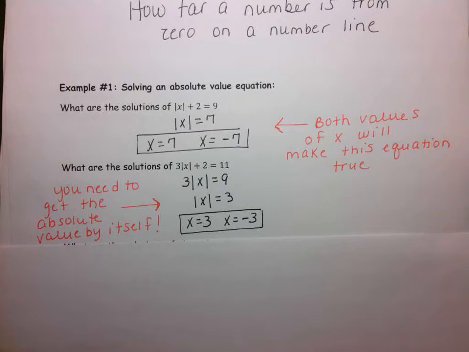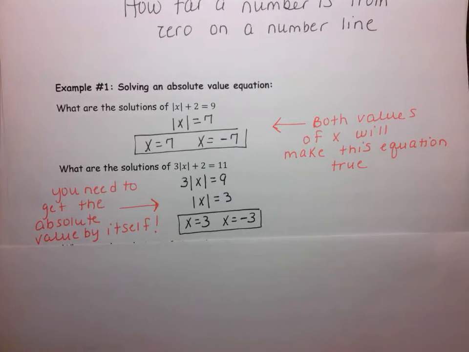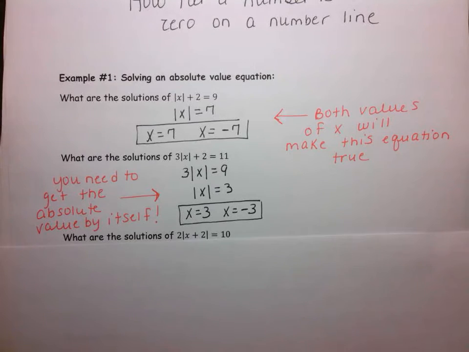My goal is I want to get the absolute value by itself. So I want to undo my operations until my absolute value is by itself. And if you need to rewind this and watch it again, please do so. Okay, so now let's look at the next one. My goal is still the same. I want to get the absolute value bars by itself.